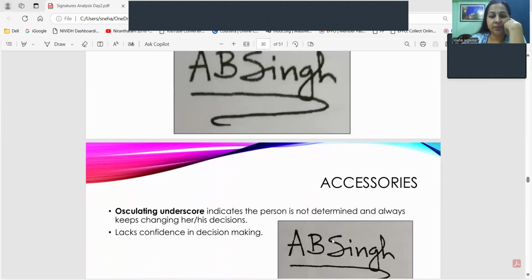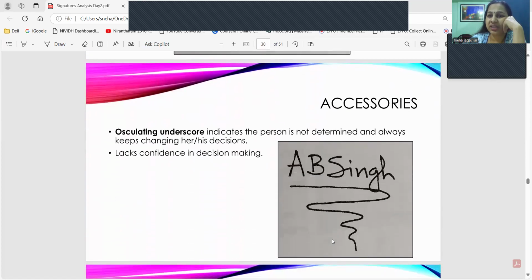Let's move to the next one, oscillating underscore. Now, this person is not determined and always keeps changing their decisions. They lack confidence in decision making. So, again, this obviously is a negative trait. It's of no use again.